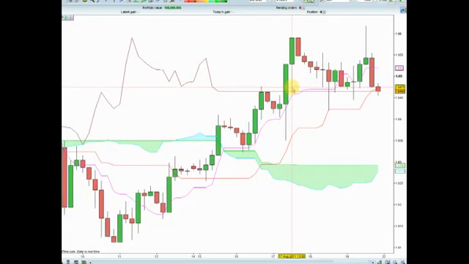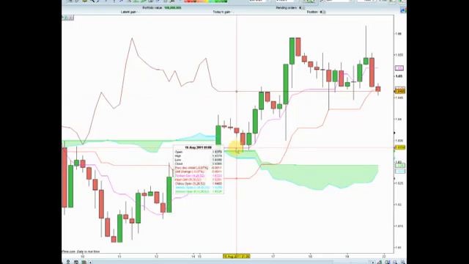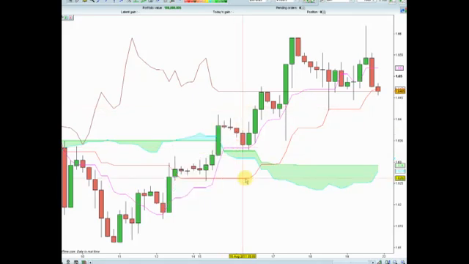Now, a few things you need to take note of. The pink line is the Tenkan Sen. Don't worry too much about the names, just what needs to be in line for it to be a validated break. So the pink line is the Tenkan Sen, the red line is the Kijun Sen, and this is your span line. Now, this span line lags the market by 26 sequences, so obviously on an hourly chart it is 26 hours.